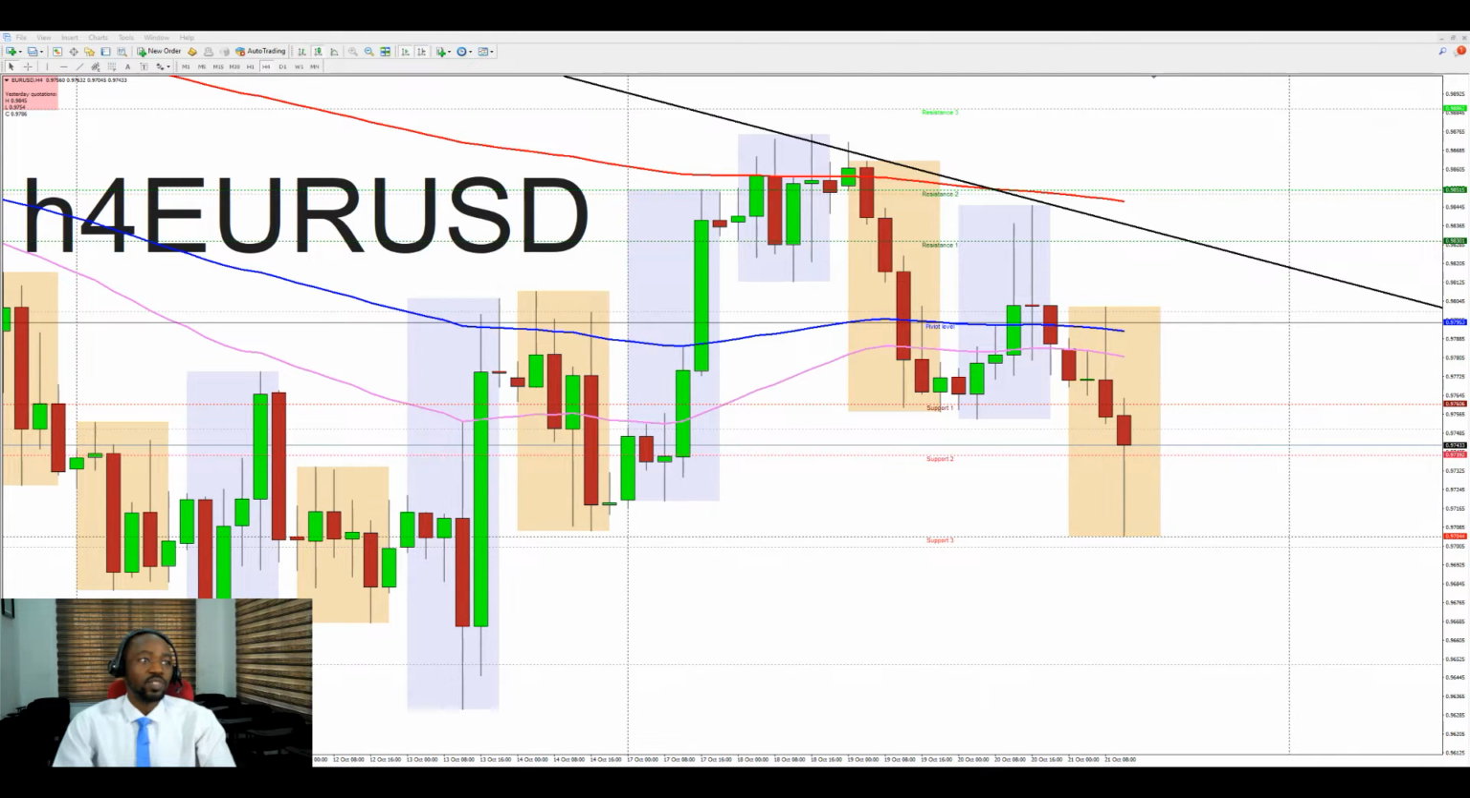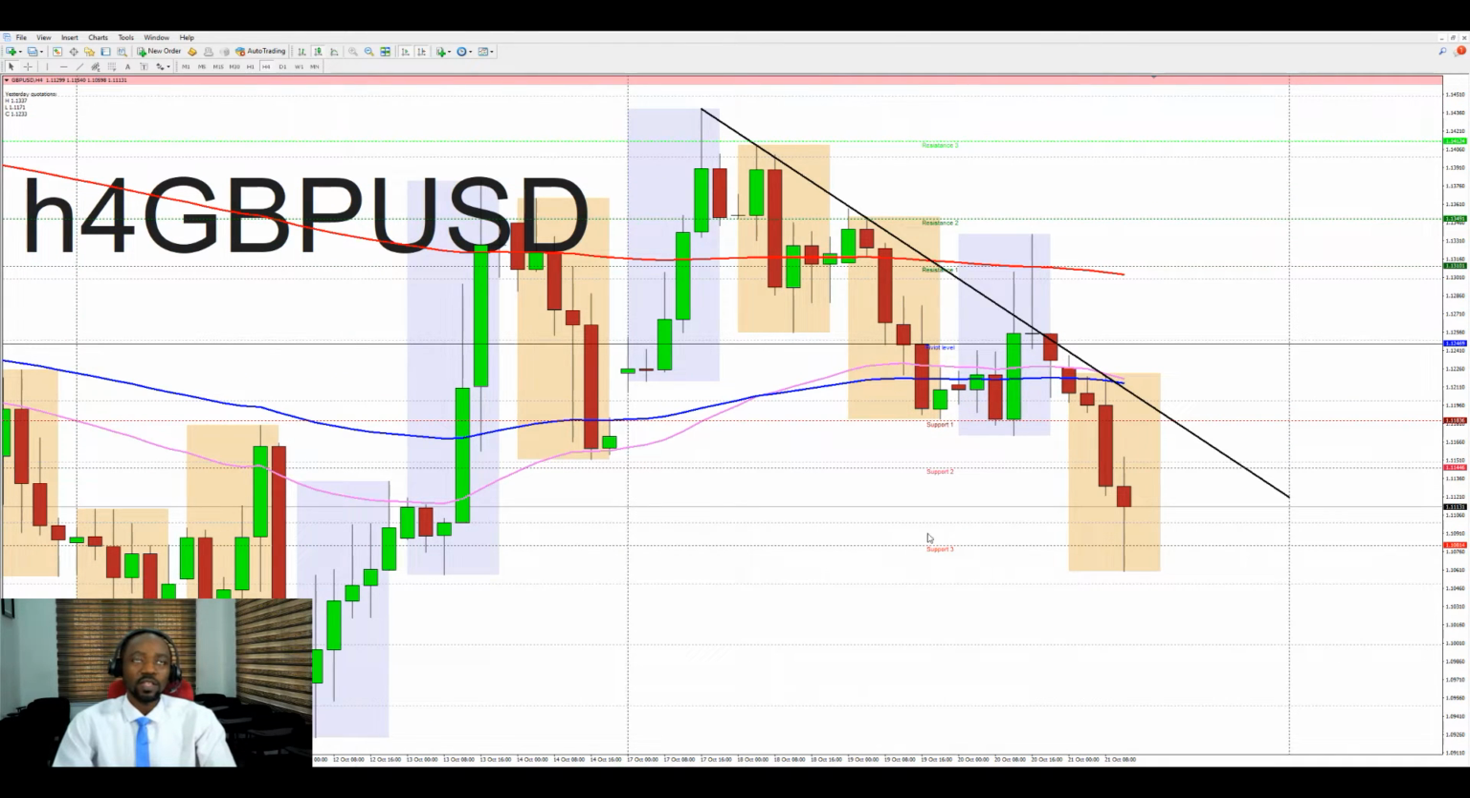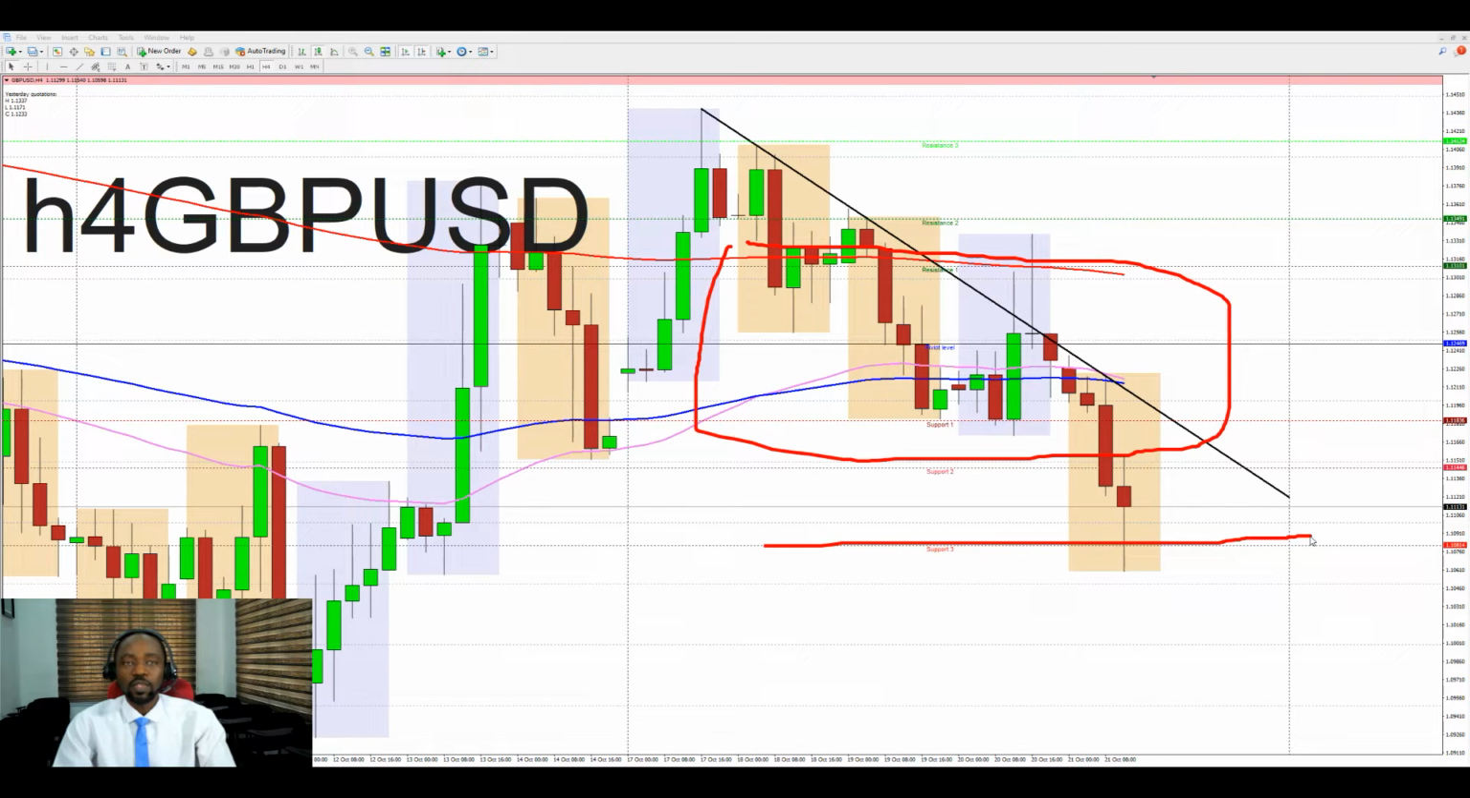Okay, let's look at the British Pound USD. The British Pound USD also is overall bearish. My moving averages are trying to align themselves, but they are not properly aligned. So we have a lock here. Okay, so the trend line is pointing downwards, but my moving averages are giving me mixed signals. Okay, so price failed to break below the support 3 at 1.10814.